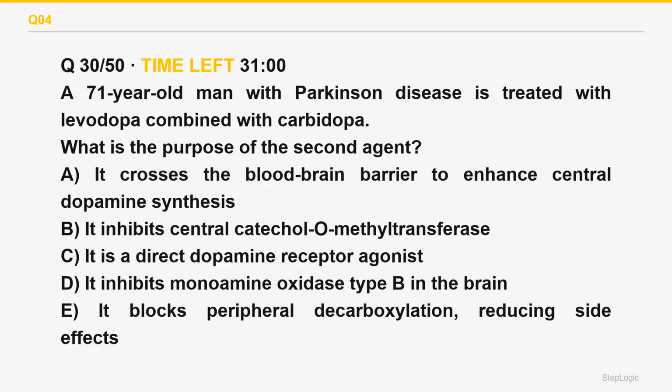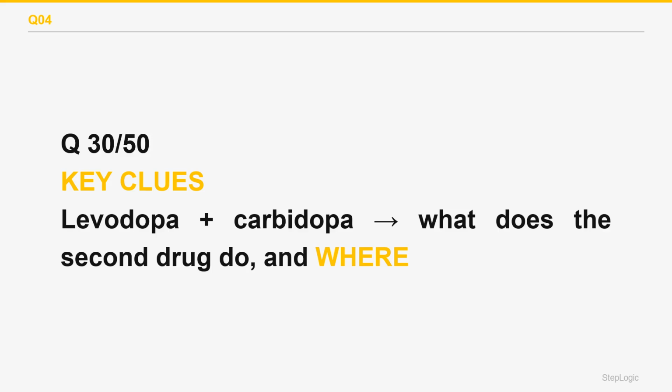Read the command. The purpose of the second agent. Combination therapy in Parkinson's disease is a lesson in where a drug is allowed to act. Dopamine itself cannot cross the blood-brain barrier, so levodopa, its precursor, is given instead. The problem is that levodopa is decarboxylated to dopamine in peripheral tissues before reaching the brain, producing nausea, orthostatic hypotension, and arrhythmia while wasting most of the dose. Carbidopa is a peripheral dopa decarboxylase inhibitor that does not cross the blood-brain barrier, so it blocks that peripheral conversion only, increasing central delivery and reducing peripheral side effects.